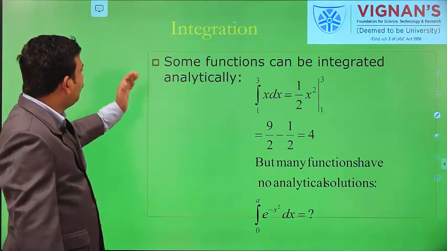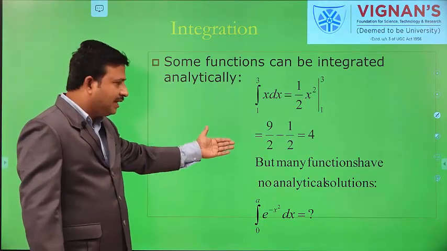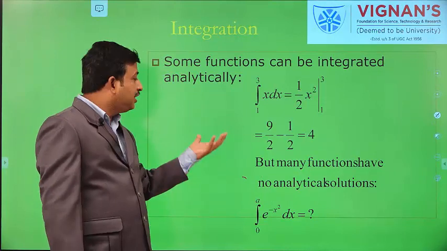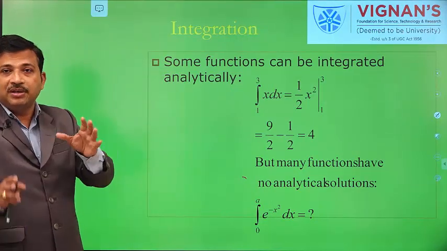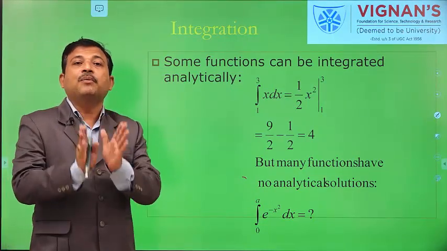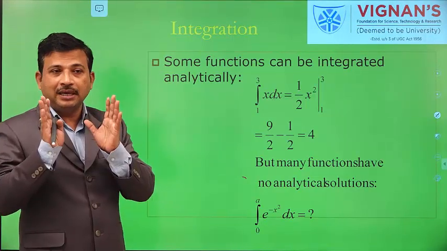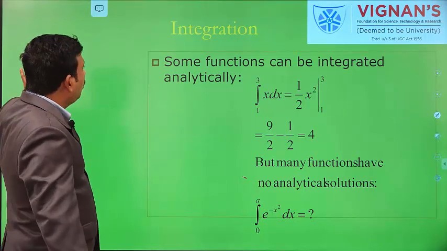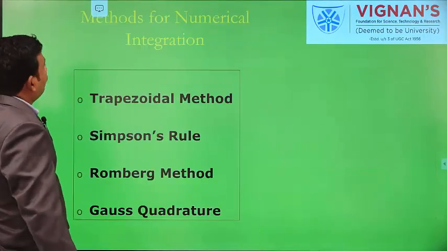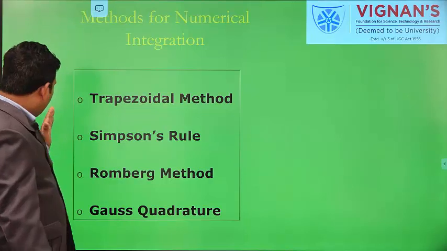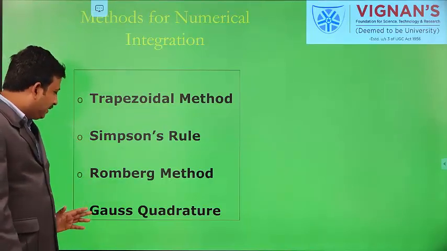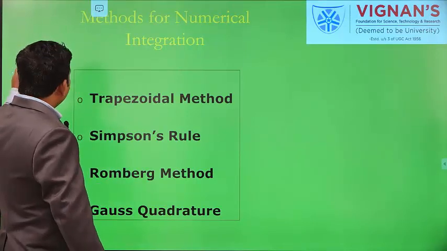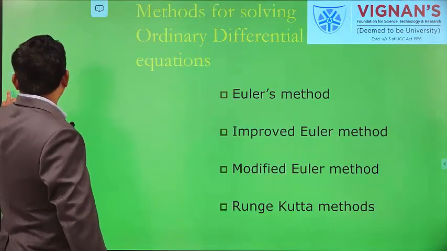Simple integration we can do analytically very easily. But integration from 0 to a of e to the minus x square dx is a little different. How can you do this by the analytical process? So you must use the numerical methods. There are different methods like the trapezoidal rule, Simpson's rule, Romberg's method, and the Gauss quadrature method. All those methods are useful to find the numerical solution for integration.